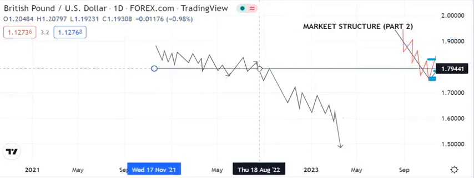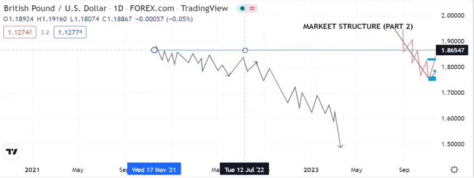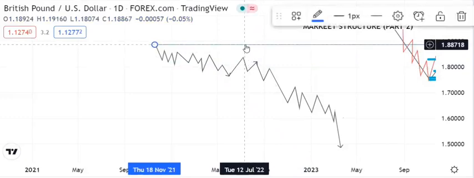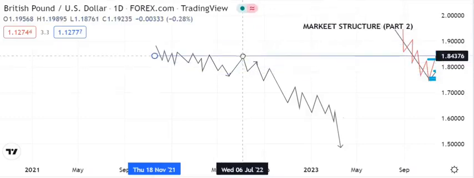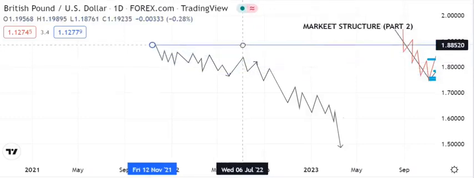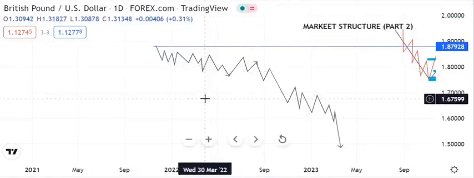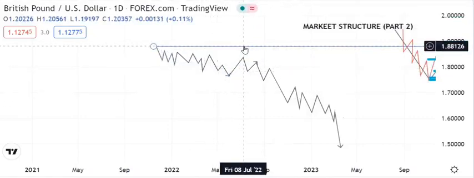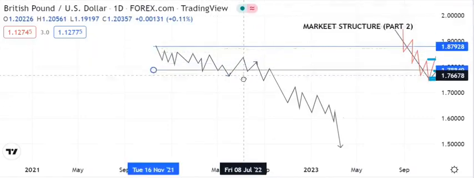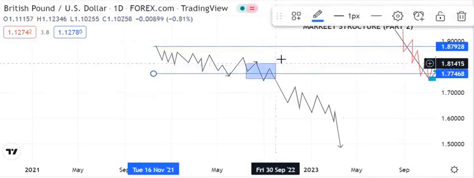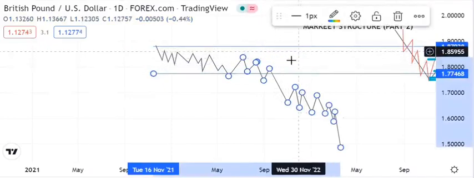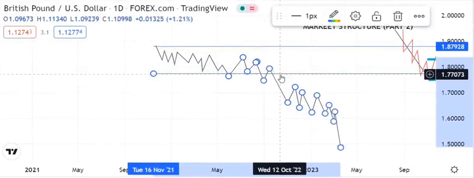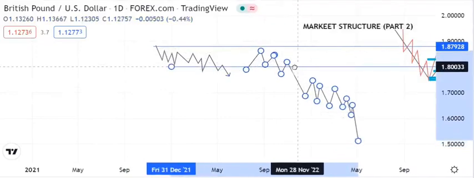Oh, God. What's this? Oops. What did I do? Just a minute, guys. What's happening? Okay, so this is your swing high, this is your swing low. What's happening?